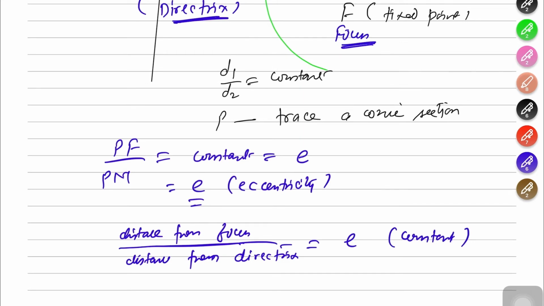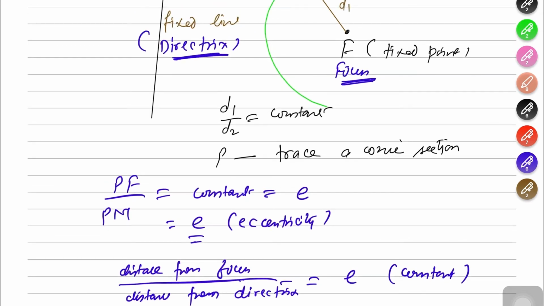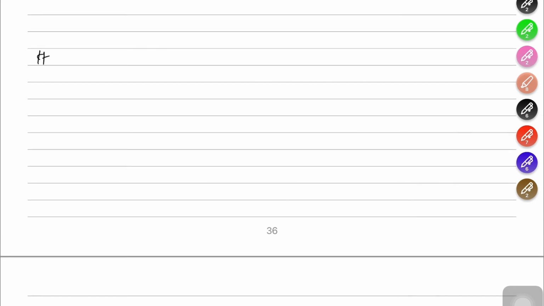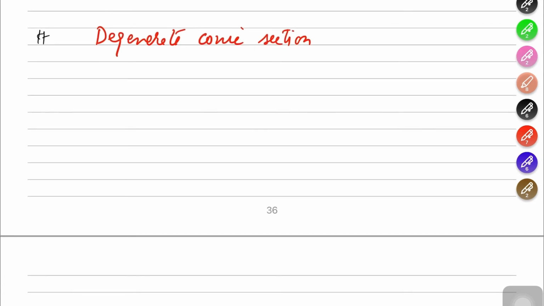Now we already discussed previously that there is a degenerate case and a non-degenerate case. So we have to see what the condition is, because obviously they behave differently. Based on the position of the focus and directrix, we have non-degenerate and degenerate cases. So let's say the degenerate conic section. A degenerate conic section is obtained if the focus lies on the directrix.